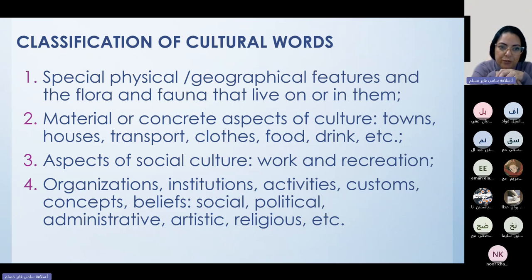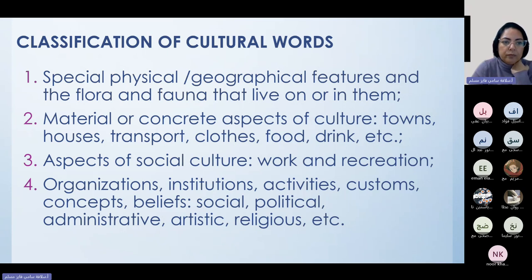Those who took Introduction to Translation, you should remember these. We talked about some classification of cultural words. Why do we talk about cultural words? Because these are the most difficult words to translate. Some, as we said, are universal. They have their equivalent. Some are specific to some culture. Okay, so we will have a harder time translating them or finding a proper equivalent to them.